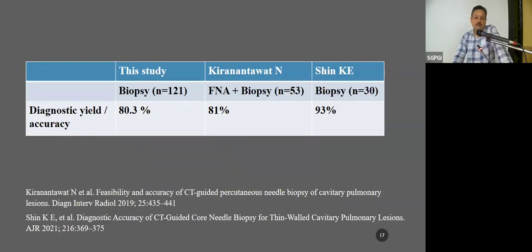So now, comparing our diagnostic yield with that of the literature, there are many articles on biopsy of lung lesions, but if you look at cavitary lesions specifically, I could find these 2 articles which talk specifically about biopsy of cavitary lesions. Our sample size was much larger than theirs; they had 53 and 30 cases in their studies. Our result was comparable with that of Kiran Antawat et al. However, Shin Kei et al. have reported a higher diagnostic yield.